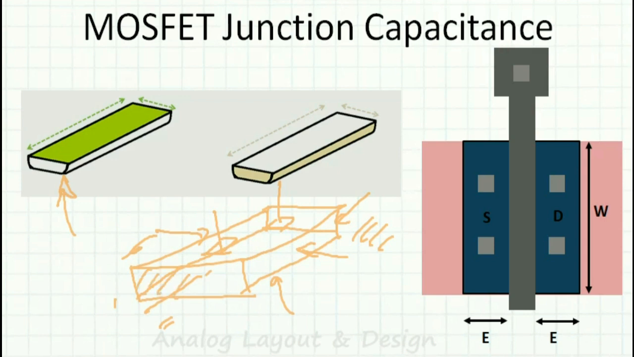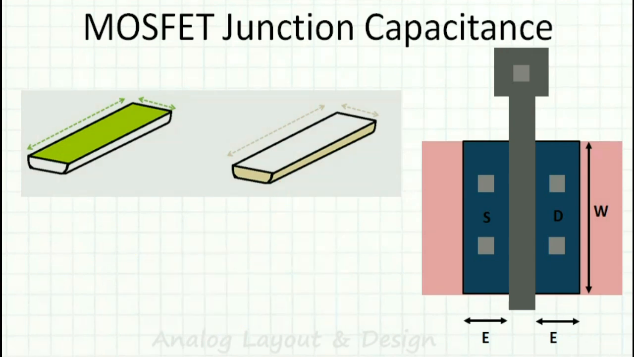So what is the capacitance of all four regions? This thickness will be very small. The area is E into thickness, right? E into thickness is the area of this one side, E into thickness, and this side it is.